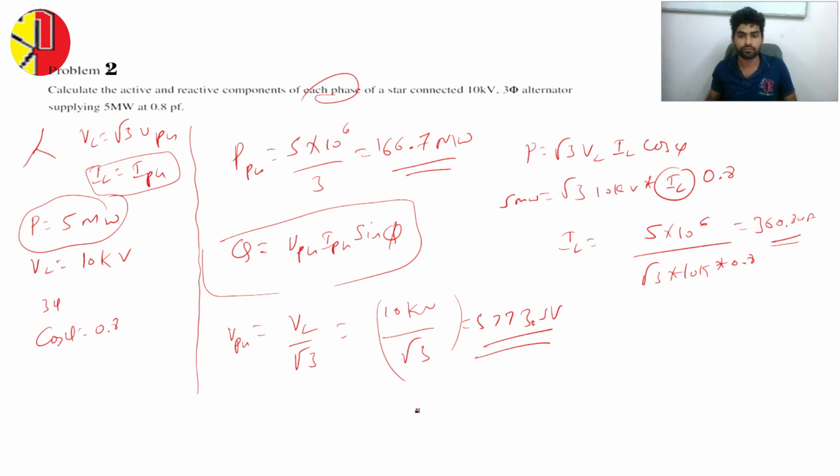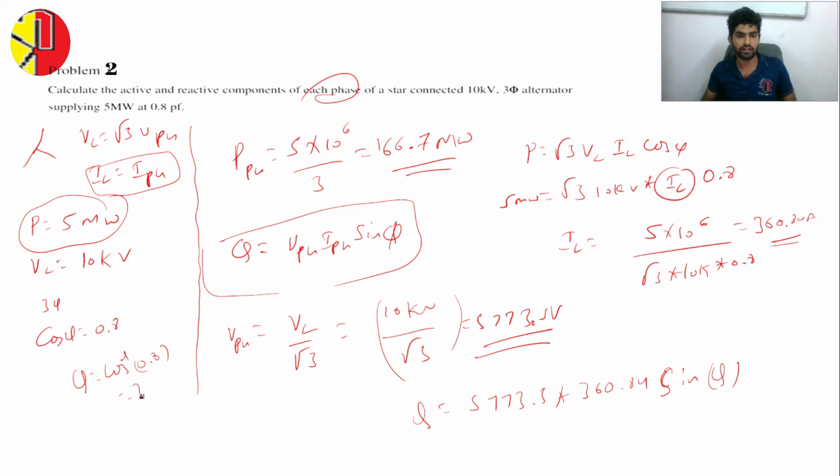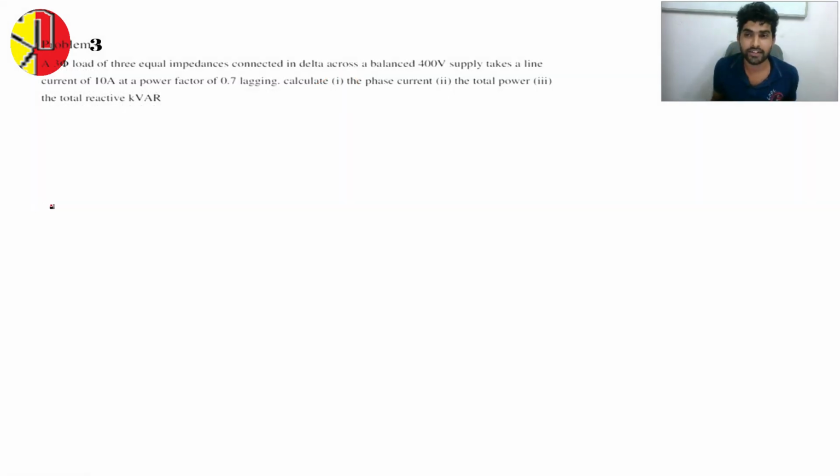Okay. Next, we can calculate Q. Q is equal to V phase, how much? 5773.5 volts into I phase is what? 360.84 sin phi. Sin phi we don't know, right? Phi we need to calculate. Cos phi is given. Phi is equal to cos inverse of 0.8, you'll get 36.86. So you substitute over here 36.86, you will get 1.25 MVAR.